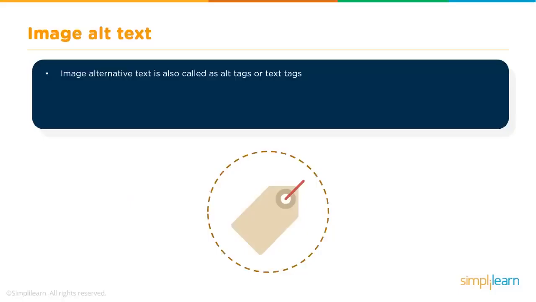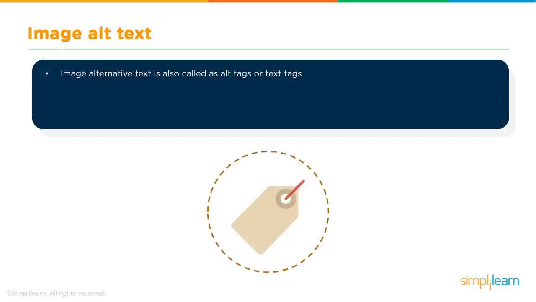So let's focus our attention on image alt text, or alt tags, if you will. Alt tags, or text tags as they're also known, allow the search engine to understand a little bit more about what's on the page in terms of images. Images are a prominent part of every web page on the internet. Unfortunately, images are usually files that are not readable by search engines.